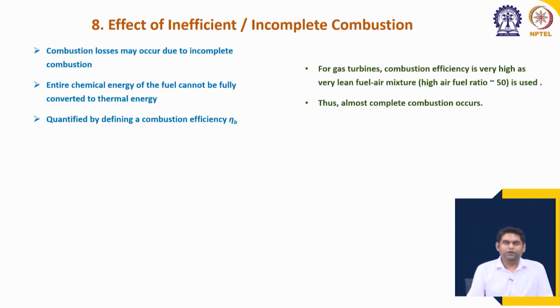Okay. Last point is, although it has very minor effect, but still it should be considered, which is the effect of incomplete combustion or inefficient combustion. Okay. So, for example, combustion proceeds everywhere, but at some small pockets or some locations the combustion is not fully complete. So, the entire amount of energy which could have been released from the fuel, the calorific value of the fuel, is not used up properly. So, a slightly lower amount of energy is released. Okay. So, combustion losses may occur due to incomplete combustion.